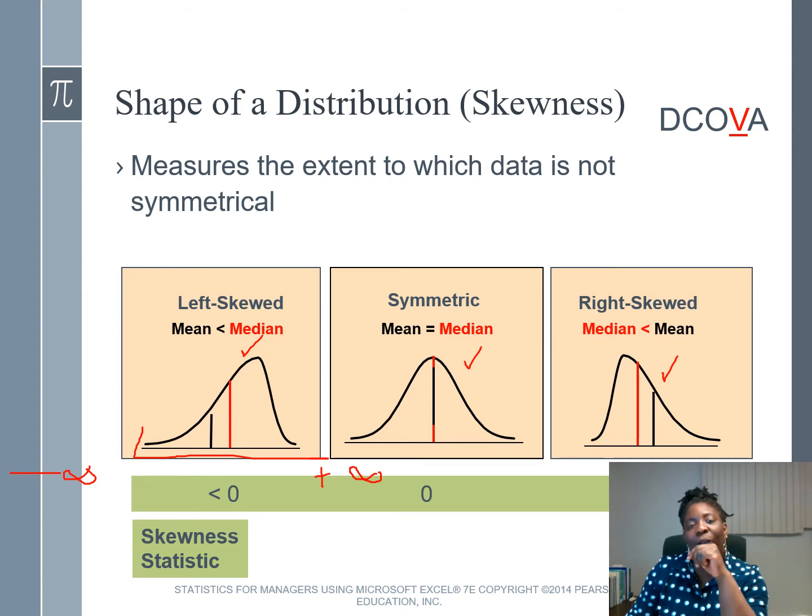Relative to the mean, when you have right skewness, the mean is larger than the median. When you have left skewness, the mean is smaller than the median.